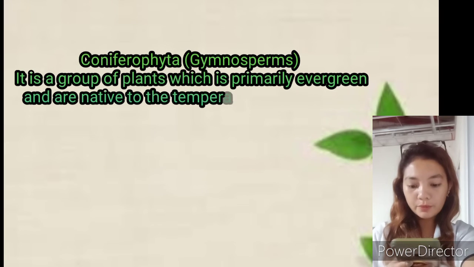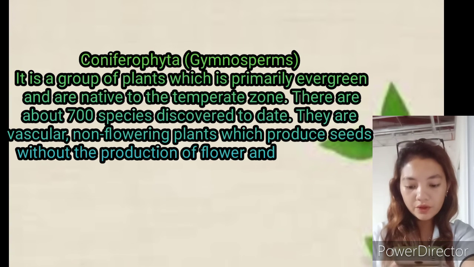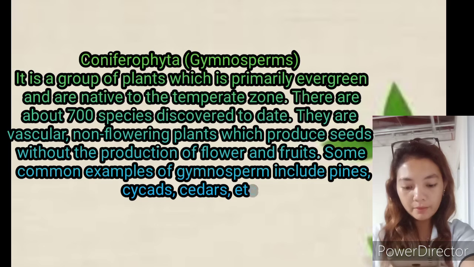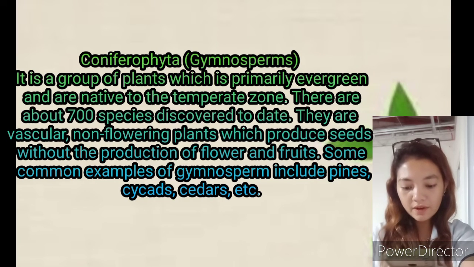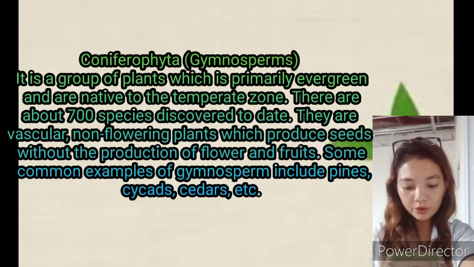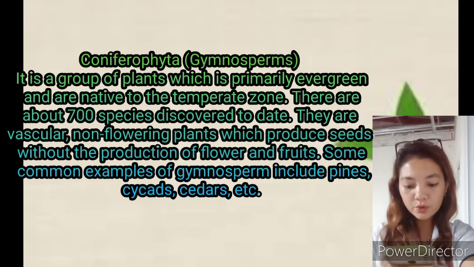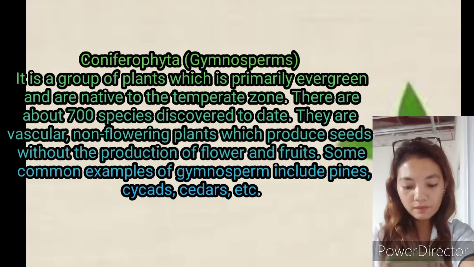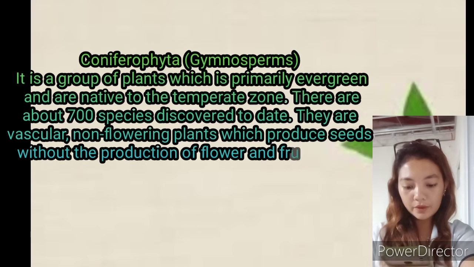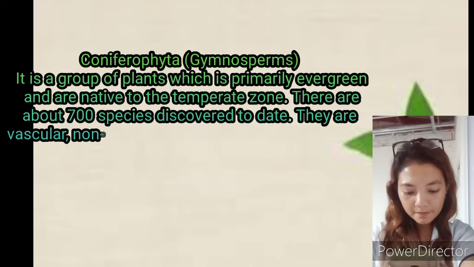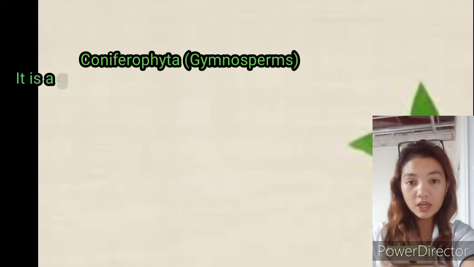Coniferophyta or gymnosperms is a group of plants which is primarily evergreen and is native to the temperate zone. There are about 700 species discovered to date. They are vascular, non-flowering plants which produce seeds without the production of flowers and fruits. Some common examples of gymnosperms include pines, cycads, cedars, and so on.